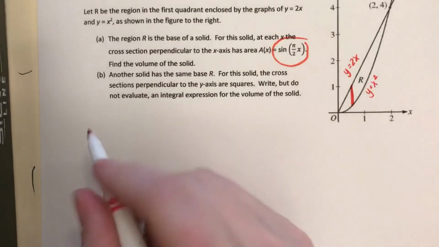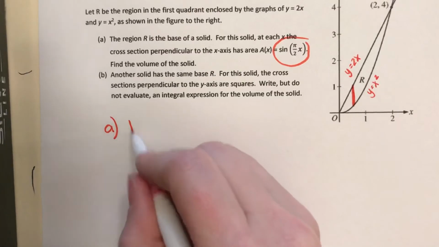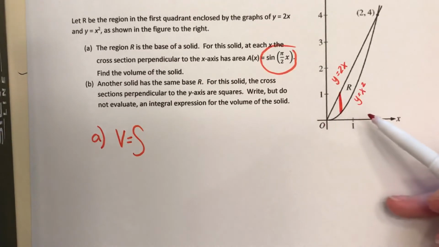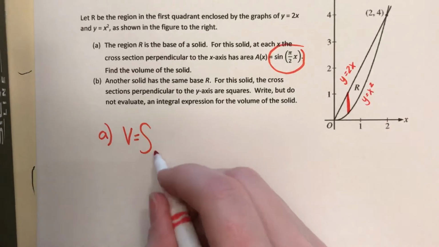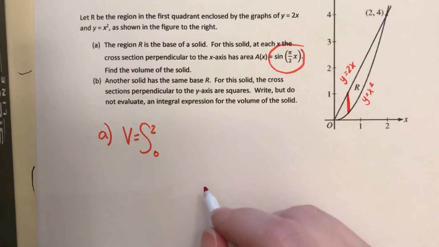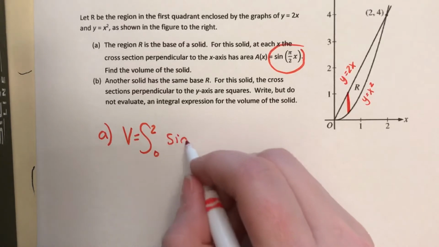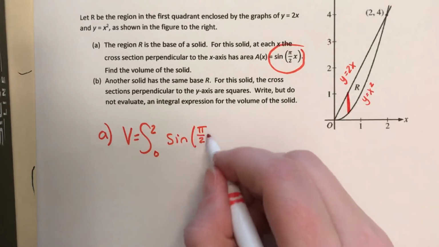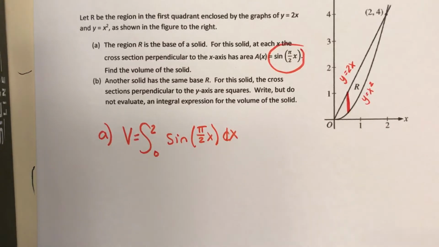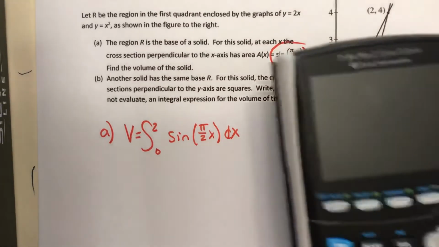So we're already ready to set this one right up. So I need the integral. So we're going from 0 to 2 on the x-axis. And my formula is sine of pi over 2 x dx. And that's it. So let's use our calculator for this one to solve it.